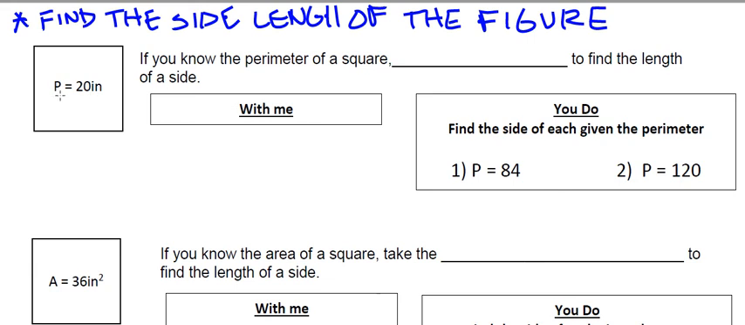So in this question right here, we know the perimeter. It says if you know the perimeter of a square, there's something you can do to find the length of a side. Well, I know that the perimeter is made by adding together these 1, 2, 3, 4 equal sides, so I could always do 4 times the side length. So if I know the perimeter and I want to find one of the sides, what I can do is divide by 4.